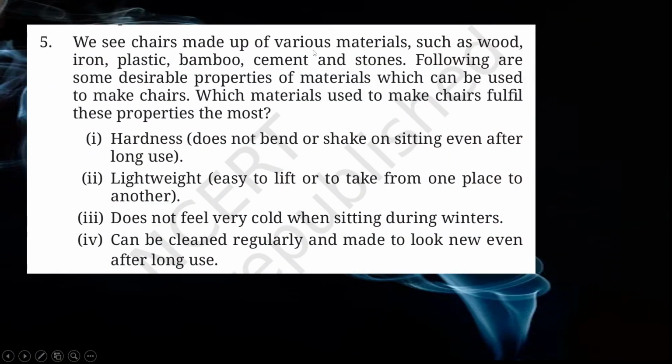Fifth one. We see chairs made up of various materials such as wood, iron, plastic, bamboo, cement, and stones. Following are some desirable properties of materials which can be used to make chairs. Which materials used to make chairs fulfill these properties the most? 1. Hardness: does not bend or shake on sitting even after long use. Second, lightweight: easy to lift or to take from one place to another. Third, does not feel very cold when sitting during winters. Fourth, can be cleaned regularly or made to look new even after long use.